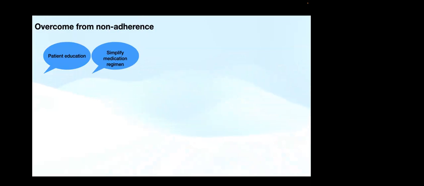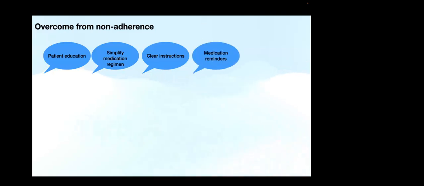Simplify the medication regimen. Complex dosing schedules can contribute to non-adherence. Simplify the regimen by consolidating doses, reducing the number of medications, or adjusting dose frequency whenever it is possible. So that is again important. Clear instructions: provide written instructions and verbal explanation about how to take medication correctly. Medication reminders: encourage patients to use reminders such as smartphone alarms, pill boxes, or medication reminder apps to help them remember to take their medications on time.